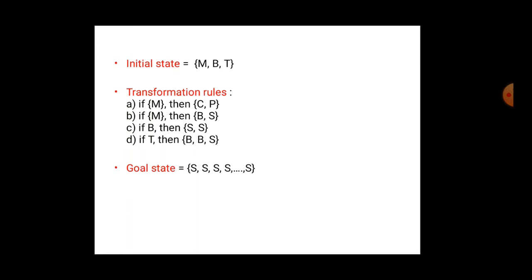And hence our goal state will be a single state of stamps which can be of any number. In order to solve the problem using an AND OR tree, my friend Rohit Kumar will be covering this topic.